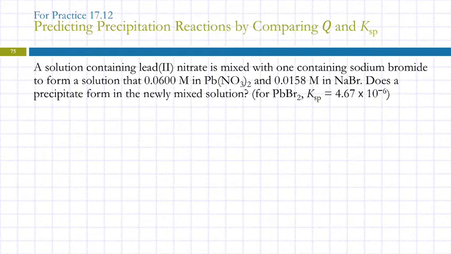Okay, a solution containing lead-2 nitrate is mixed with one containing sodium bromide to form a solution that is 0.0600 molar in lead nitrate and 0.0158 molar in sodium bromide. Does a precipitate form in the newly mixed solution? And we're given the KSP for lead bromide.